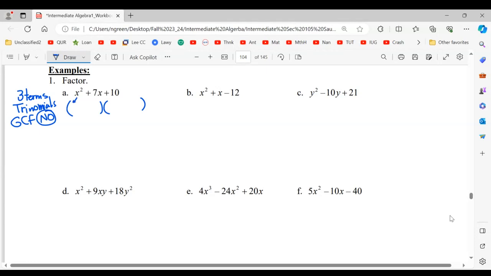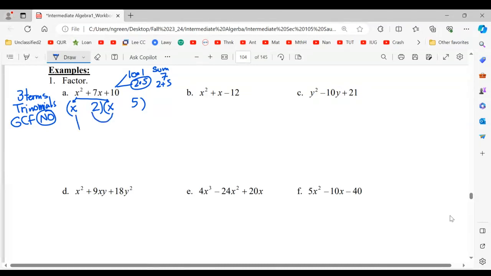X squared, we can divide into x times what? X. 10 can be 10 times 1 or 2 times 5. So which one will give you the sum 7? 2 plus 5, correct? So therefore we use 2 times 5. With 2 here, 5 here, and then we need to have plus 7.